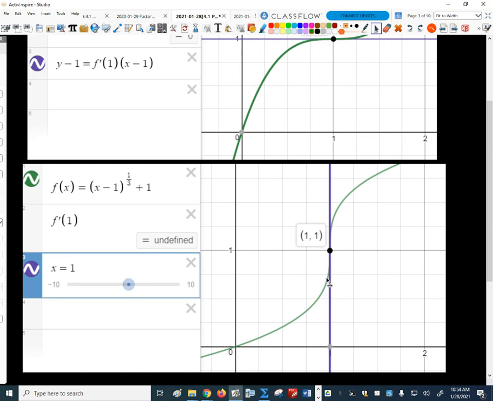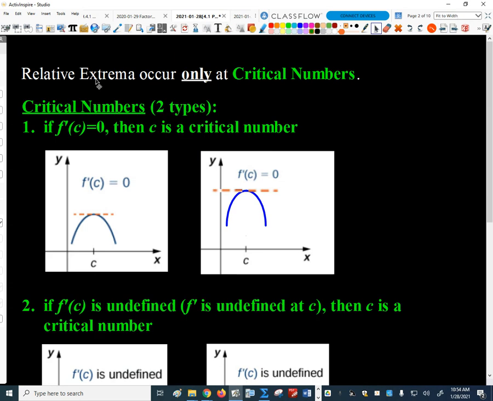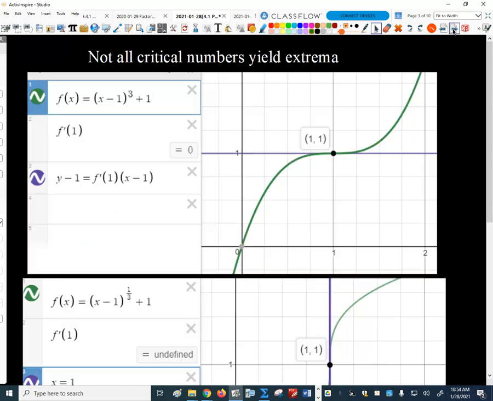So we've got to check all of the critical numbers to figure out which ones produce extrema and which ones don't. We do know, though, that all relative extrema necessarily occur at critical numbers. So our list of critical numbers we're going to build will always include all of the possible extrema, okay? But some of them may be false alarms.